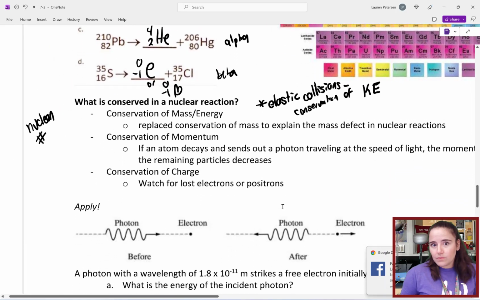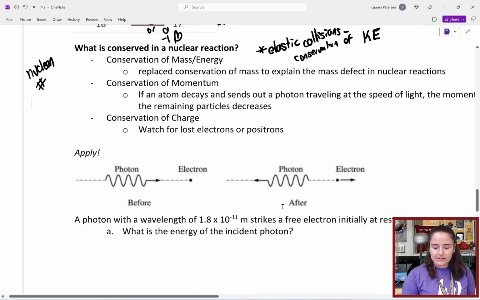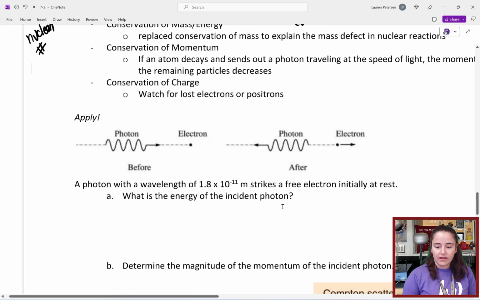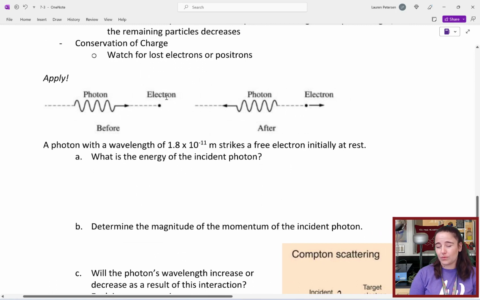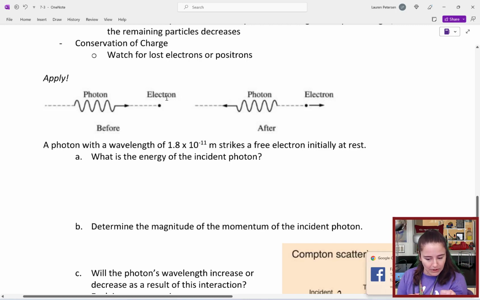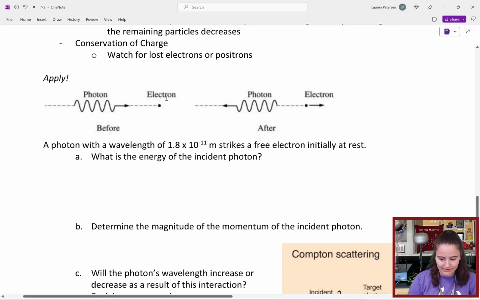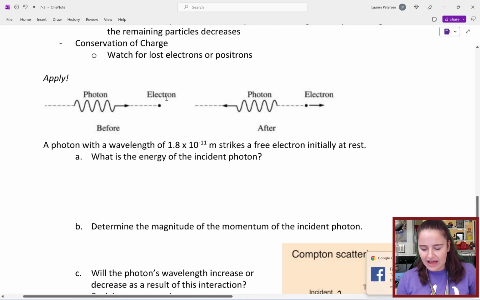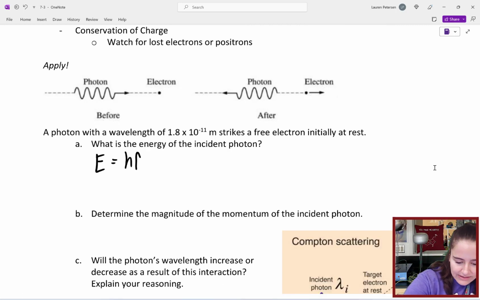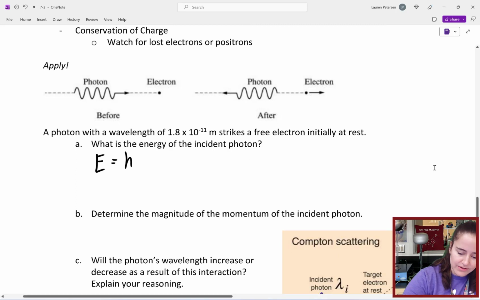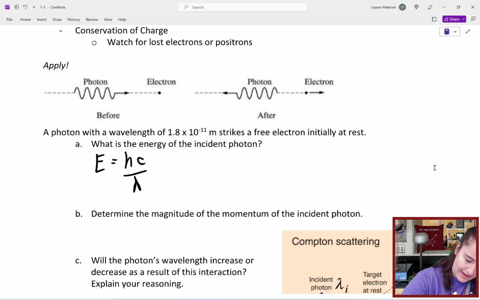So one other way you'll see these types of problems is through these types of reactions. Okay, we got a photon colliding with an electron. So an interaction between light, a massless particle, and an electron, a particle that does have mass. So let's go ahead and find the energy of that incident photon. We got E equals hf, but they're giving us its wavelength, so we're going to do hc over lambda.